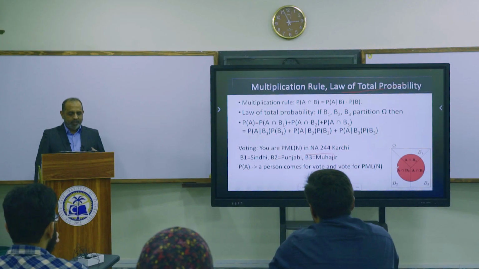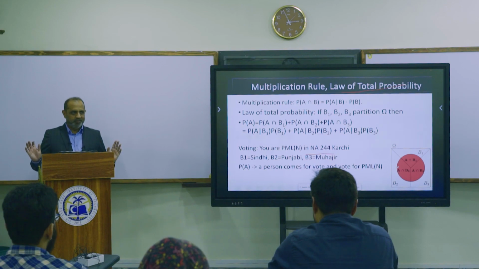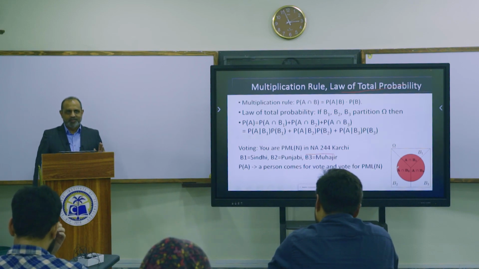So let's say B1 is Sindhis, and B2 is Punjabis, so the sample space consists of the percentages of the voters who are Punjabis, who are Sindhis, and who are Mahajir. And I also know that now I want to figure out a person who is coming to vote, given that I am in NA244, given that these three types of people are there, and knowing that once a Sindhi votes, he votes for whom? Once a Punjabi goes to vote, he votes for this.